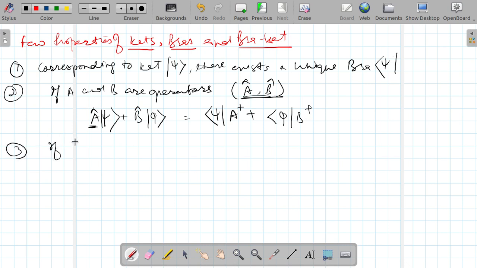The next is, if alpha and beta are complex numbers, then how they will affect the things.